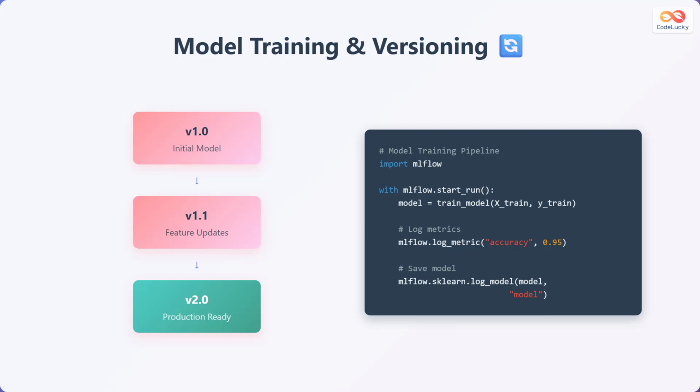Here's an example of a model training pipeline using MLflow. First, we import MLflow. Then, within the MLflow start run block, we train the model with xtrain and ytrain. We log the accuracy metric, and finally we save the model using MLflow sklearn log model.